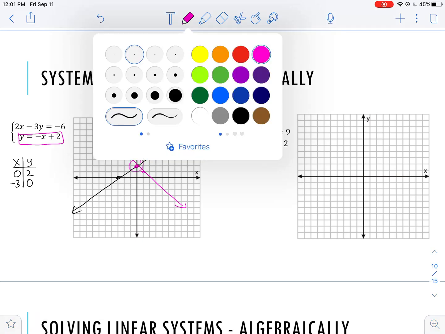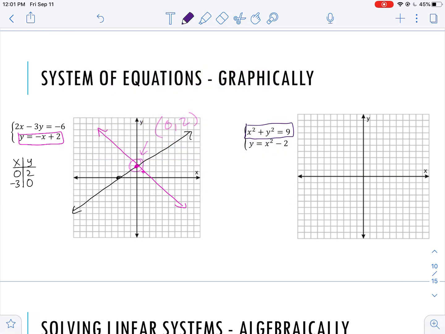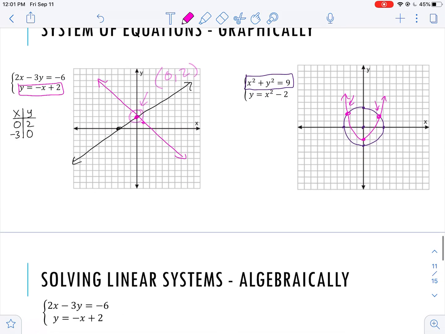On the next one, we have a circle and a parabola. So the first one's a circle, and the center is (0, 0), and then the radius is 3, so I'm going to go up 3, out 3, down 3, and over 3. So here's my circle with a radius of 3. And then the next one is a happy parabola that moved 2 down. So here's my happy parabola, it moved 2 down. And I'm just going to sketch it in. And so my solutions are the 2 points where it intersects. And so graphically, without using Desmos or a graphing calculator, you would just estimate those points. But I would let you guys use Desmos, which we're going to do next class.